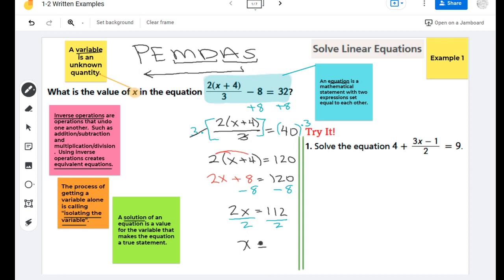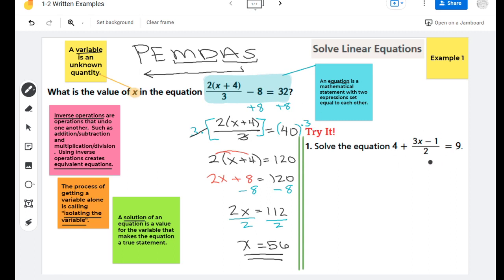Miss Caswell struggles with quick math, so I want you to think about this real quick. 112 is like 100 plus 12, right? And I know how to divide those by 2. 100 divided by 2 is 50. 12 divided by 2 is 6. So 112 divided by 2 is 56. Now, theoretically, if I take that 56 and plug it back into the equation, I should be able to solve the left-hand side of this equation and get 32. So that's a way to check yourself.